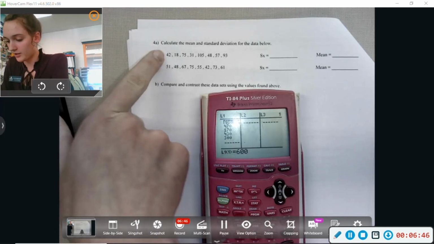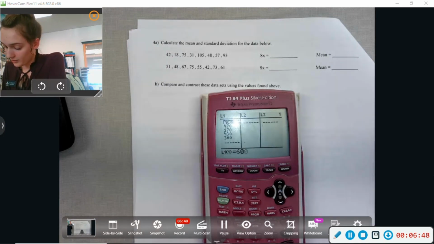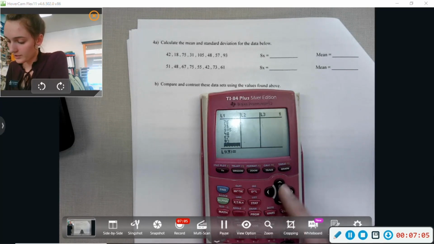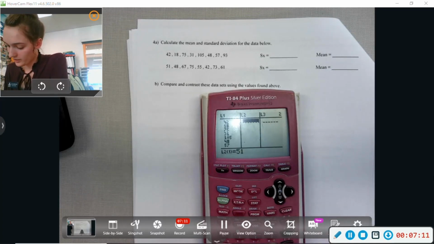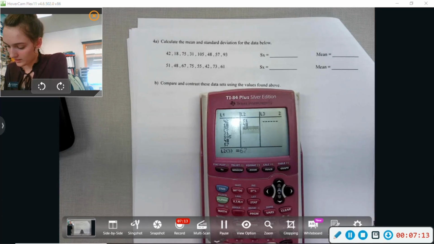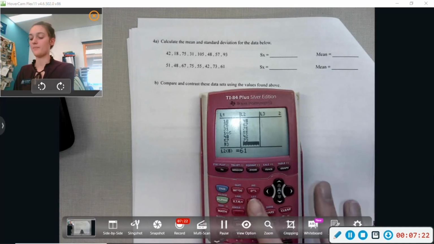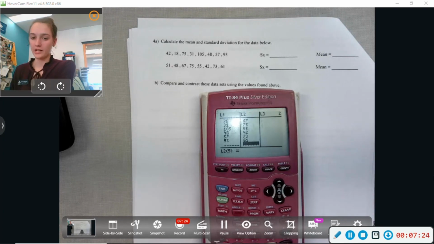So my first one, I'm going to enter this data set, right? So I'm going to do 42, hit enter, 18, enter, 75, enter, 31, enter, 105, 48, 57, 93. Okay, there's my first data set. Now I just hit the over arrow to get to list 2. I'm going to go 51, 48, 67, 75, 55, 42, 73, 61. Make sure you hit enter on that last one, otherwise it won't be included.